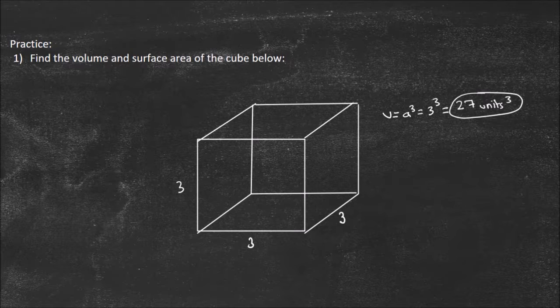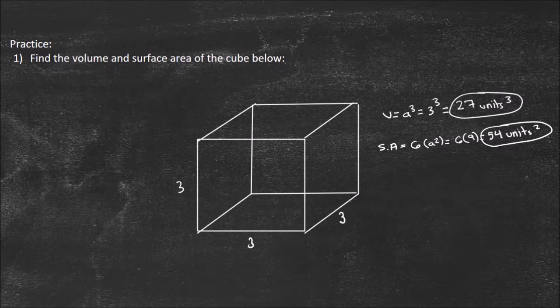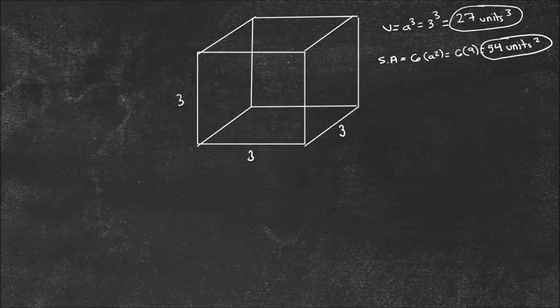Okay, so now let's do surface area. I just need to find the area of one of my faces and multiply it by 6, so 6 times a squared, which is the area of one of my faces. Well, 3 squared is 9, so it's going to be 6 times 9, and that will give me 54. And this one will be units squared because it's an area. So 54 units squared, and volume is 27 units cubed.